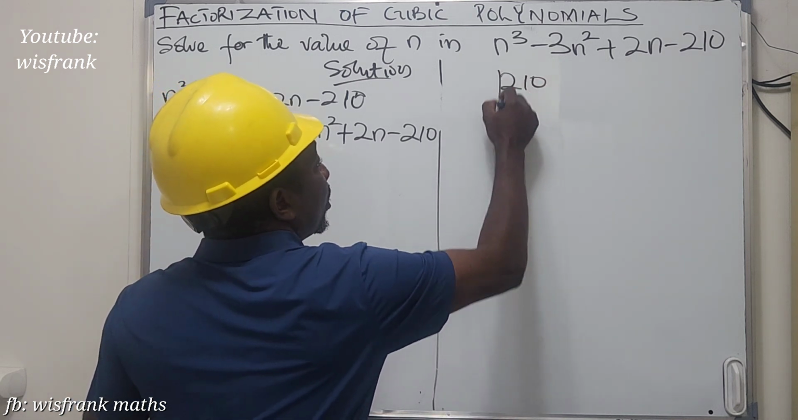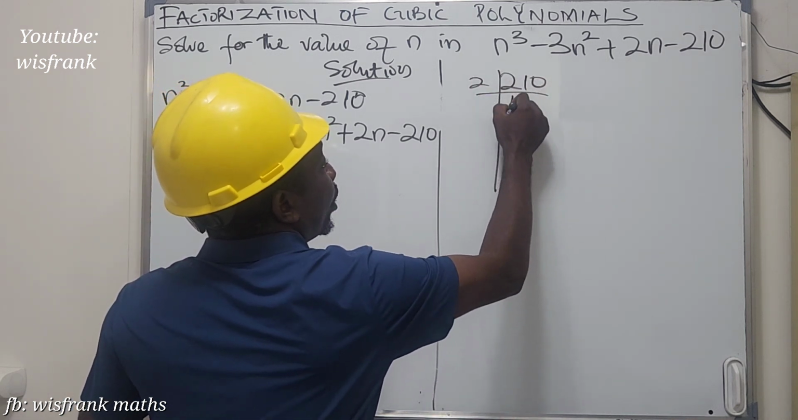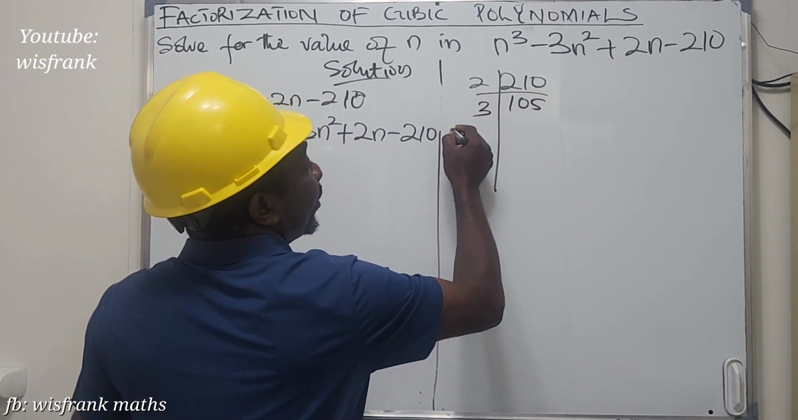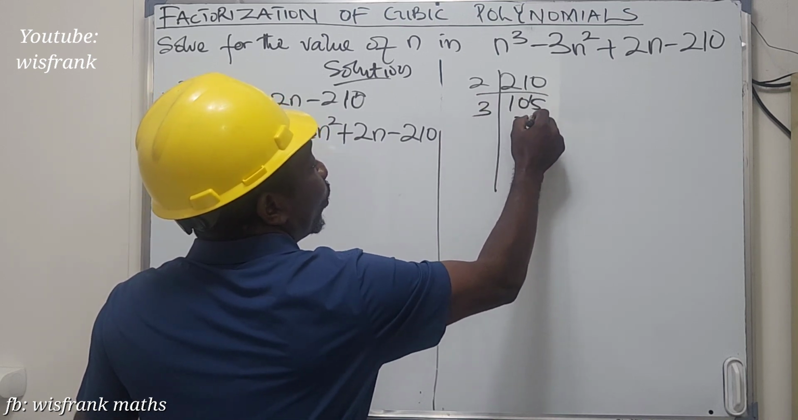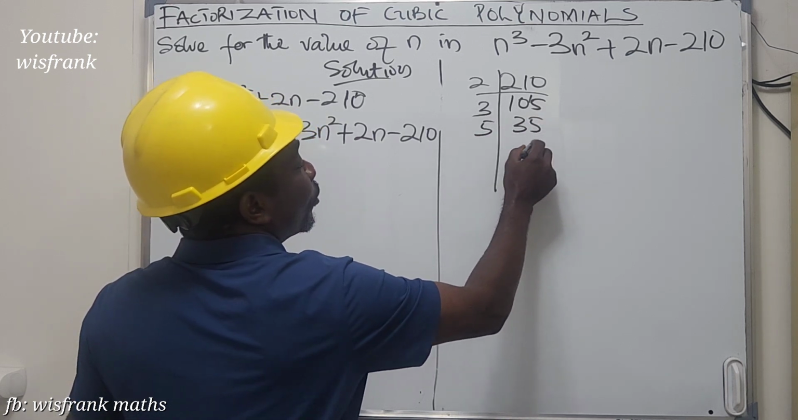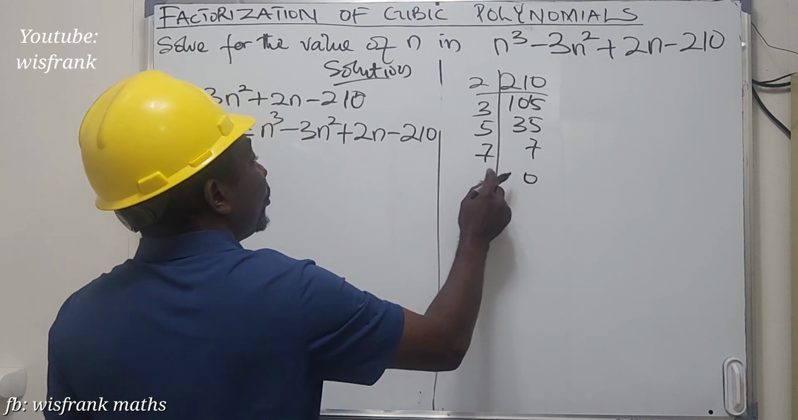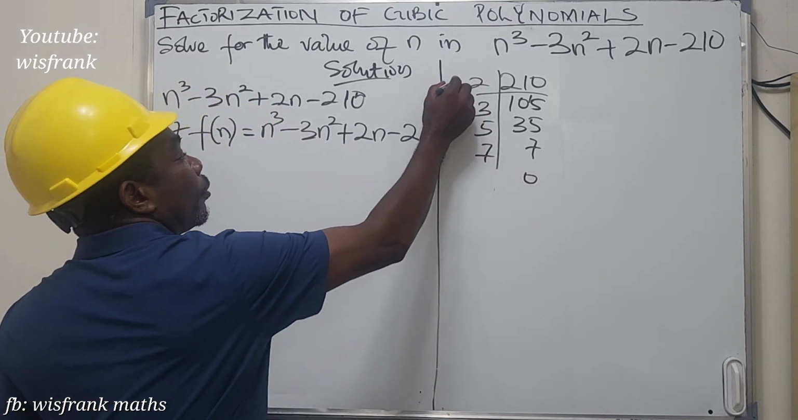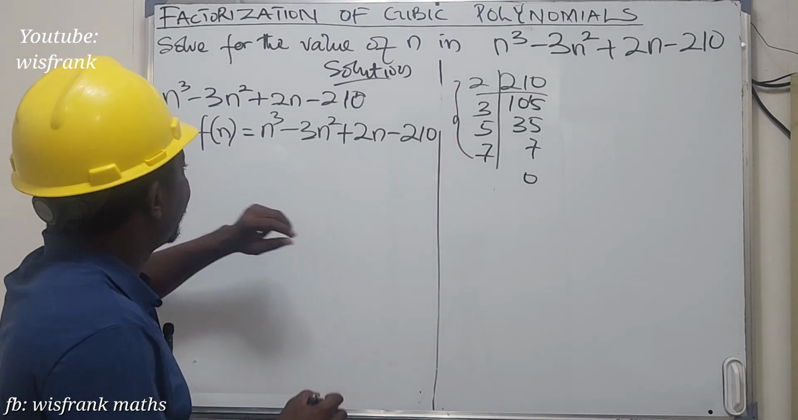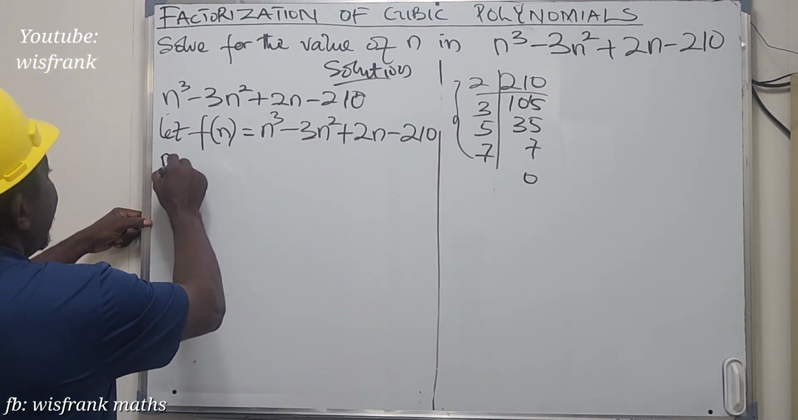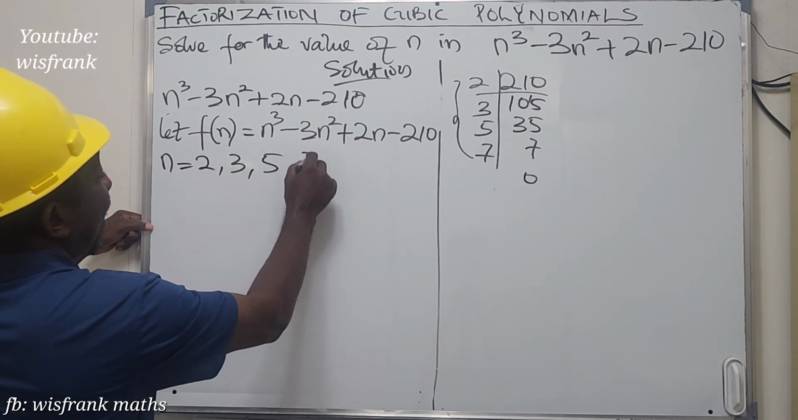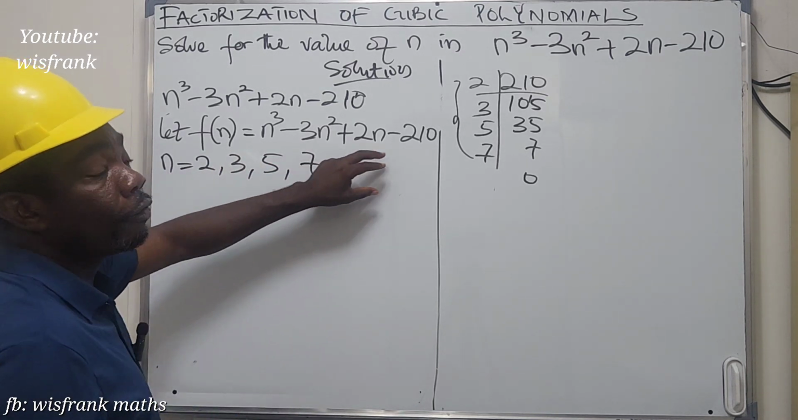So we have here 210. We divide by 2. 2 will go here 1, 2 will go here 0, 5. So in this case, 2 cannot go again, we try 3. 3 will go here 3, 3 will go here 5. In this case, 3 cannot go, we try 5. 5 will go here 7, and 7 will go here 0. So these are the factors of 210. We are going to try one after the other. So the factors of 210, the n will be equal to 2, 3, 5, and 7. So these are the factors of this product.